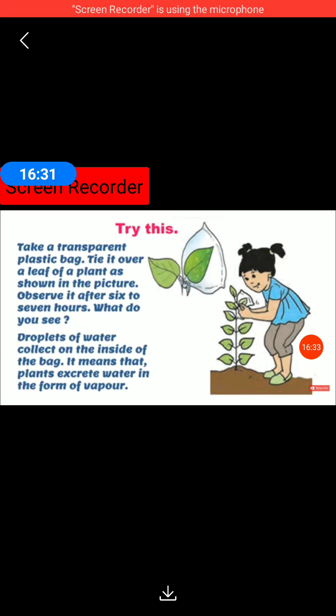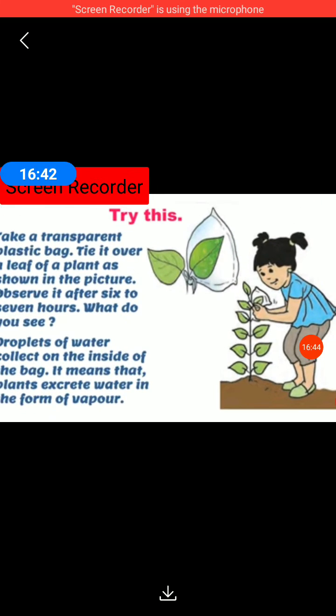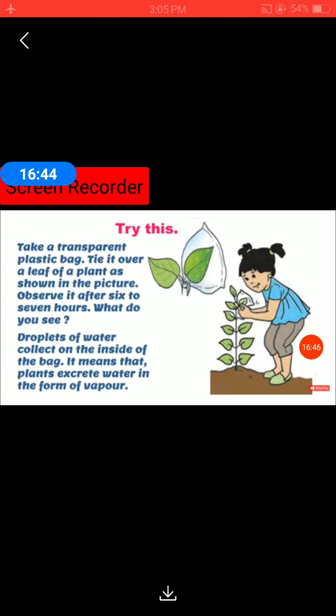Try this, you can try at home also. Take a transparent plastic bag, now tie it over a leaf of a plant as shown in the picture. You can see in the picture how the girl is doing. She is tying this plastic bag on the plant. Now observe it after 6 to 7 hours.